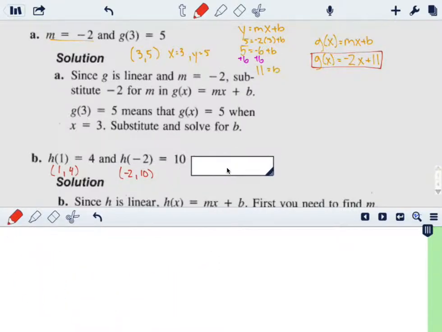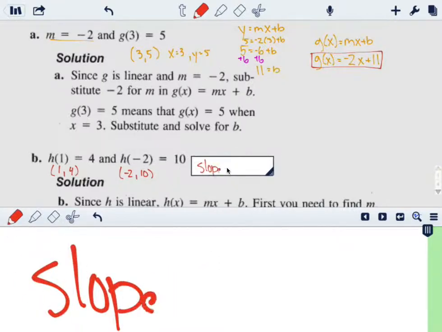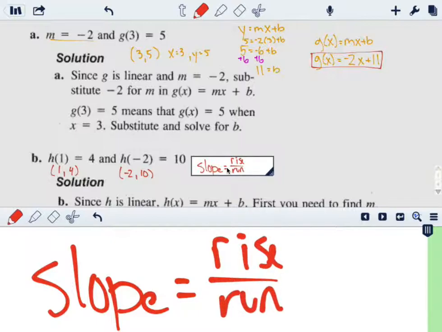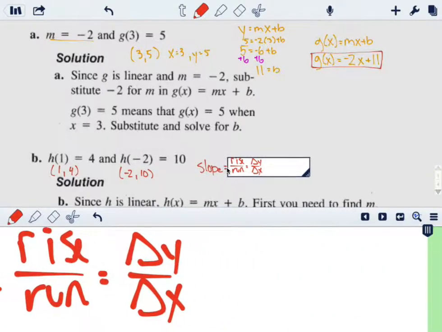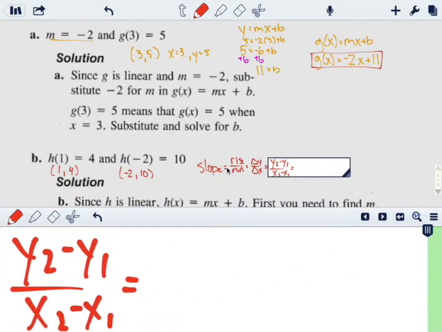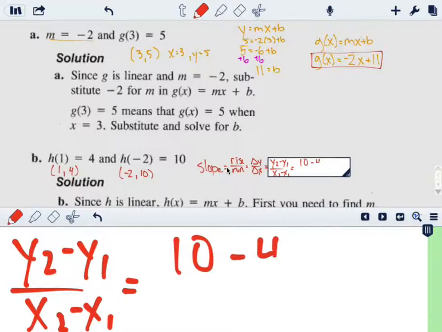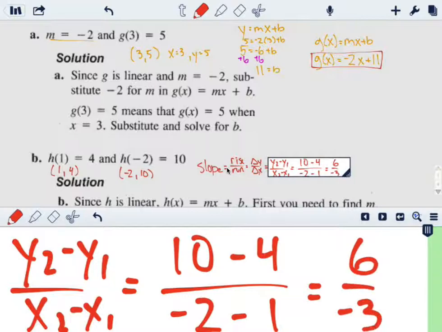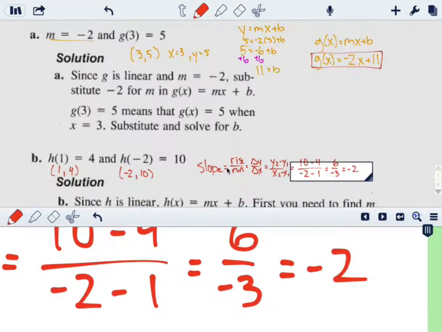So the first thing we want to find is our slope. And remember, the slope is our change in y, our rise over our run, or that's our change in y over the change in x, delta y. Delta means change, so that's y2 minus y1 over x2 minus x1, or in our case, 10 minus 4 over negative 2 minus 1, 6 over negative 3, or negative 2.